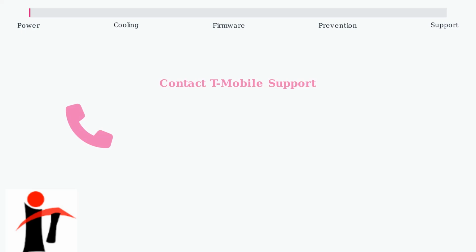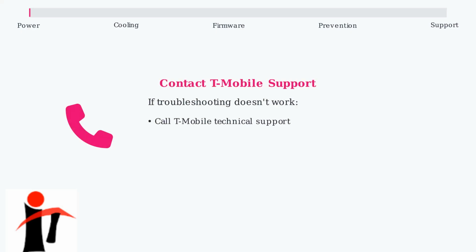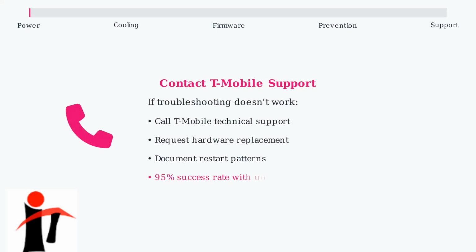Finally, if these troubleshooting steps don't resolve your restart issues, it's time to contact T-Mobile support for professional assistance and possible hardware replacement. Remember, these troubleshooting steps resolve the majority of gateway restart issues. Power supply problems have an 85% success rate, while thermal management fixes work 78% of the time. Complete unit replacement succeeds 95% of the time when other methods fail.